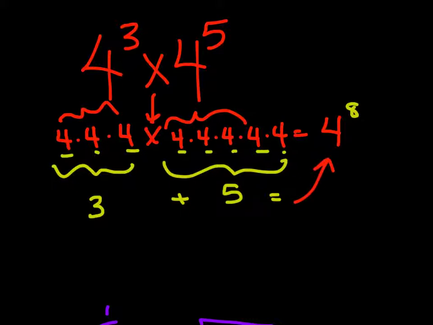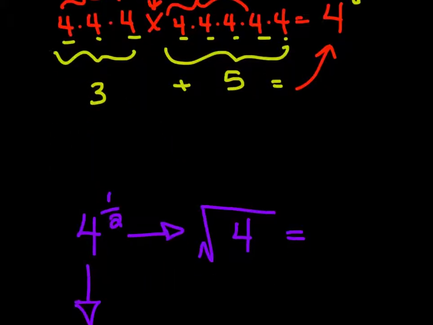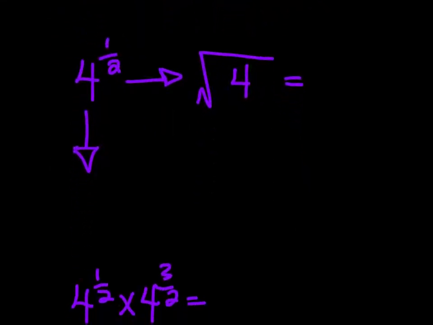So playing around with this idea, let's see if these same rules work with exponents that have fractional form, like 4 to the half or 4 to the 2/3 or something like that. So let's play around with this. First things first, let's define what 4 to the half can look like. Another way that we can write 4 to the half is essentially saying the square root of 4.